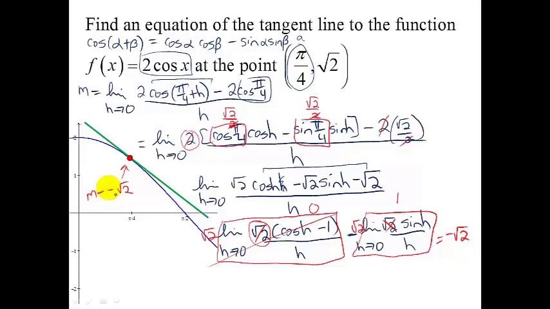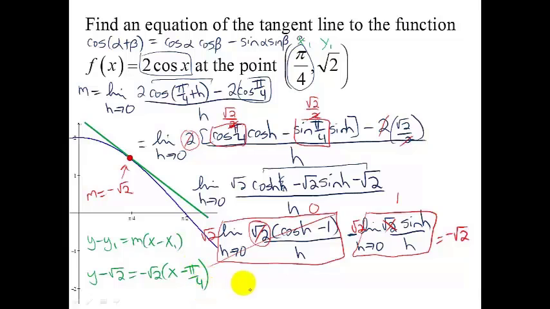We're ready to find the equation of the tangent to the curve if we remember the point slope formula. And then we can go ahead, here's our x1 and here's our y1. So we have y minus the y from the point, which is square root 2, equals the slope. We just found that, negative square root 2 times x minus the x from the point, which is pi over 4.